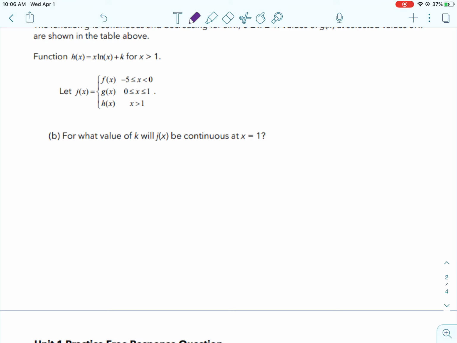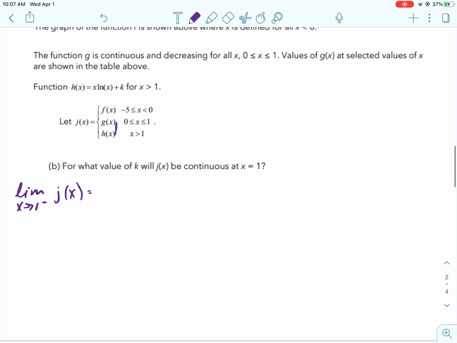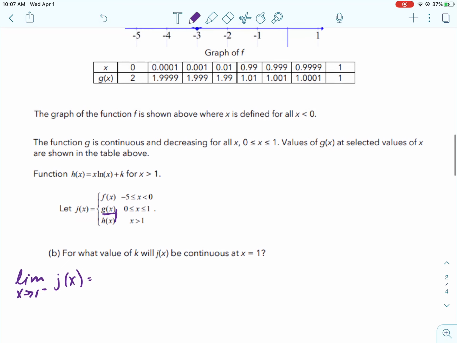Okay, let's go on to the next problem, the B part. So I went ahead and put everything back up there. For the B part, we want to know for what value of k will j be continuous at x equals 1. Okay, so we need to make sure that these two functions are going to touch each other and it's going to be a solid point there. So what we would want to do is start off with limits. So the limit as x approaches 1 from the left. Let's figure out what that is.